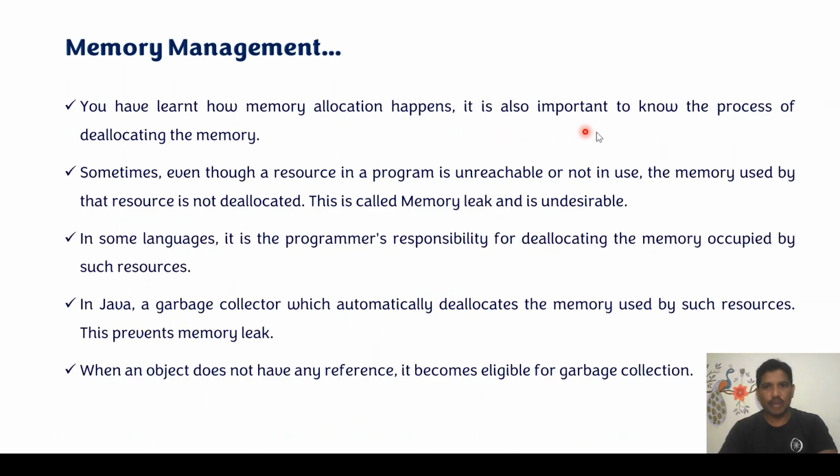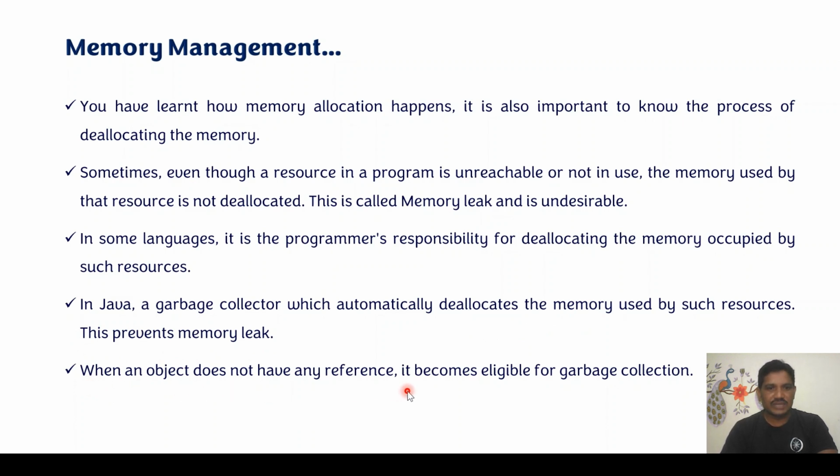How memory allocation happens is covered. It is also important to know the process of deallocating the memory of an object. Sometimes, even though a resource in a program is unreachable or not in use, the memory used by that resource is not deallocated. This is called a memory leak. In some languages, the programmer is responsible for deallocating the memory occupied by such resources. In Java, a garbage collector automatically deallocates the memory used by such resources, which prevents memory leaks. Java makes memory use very efficient.